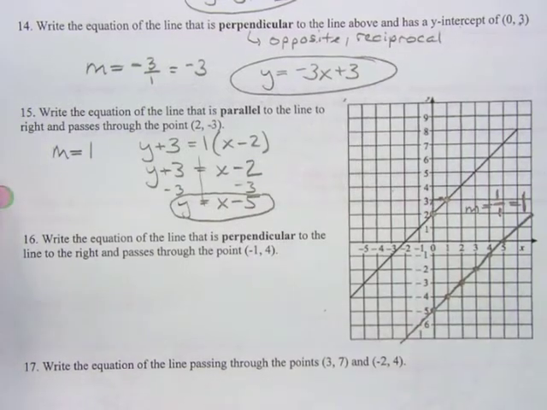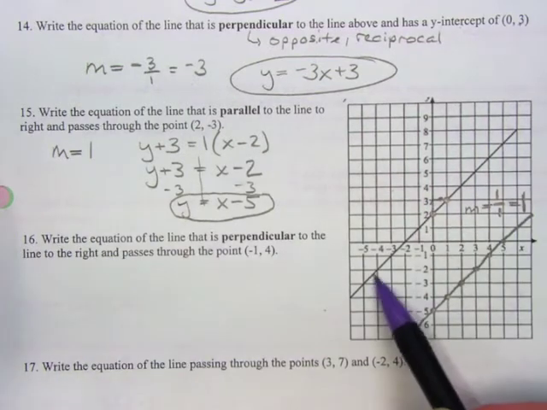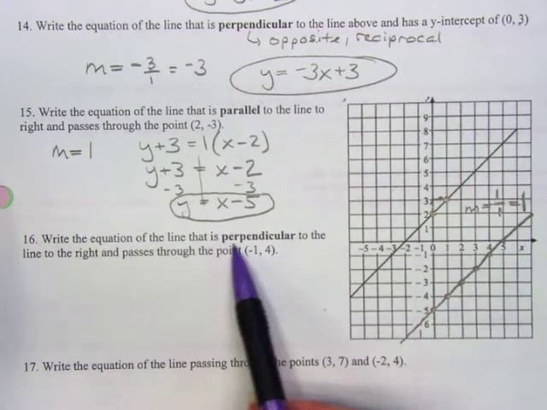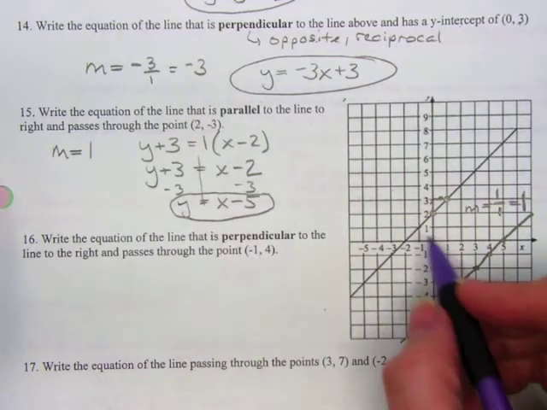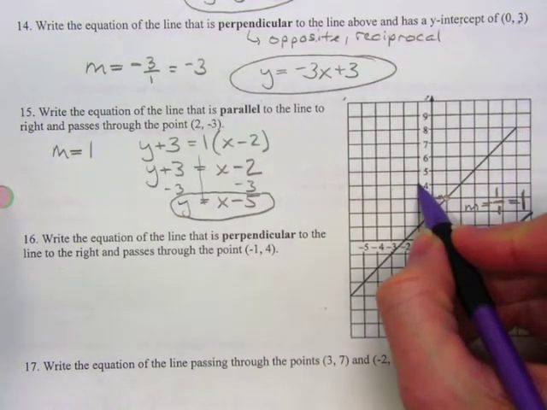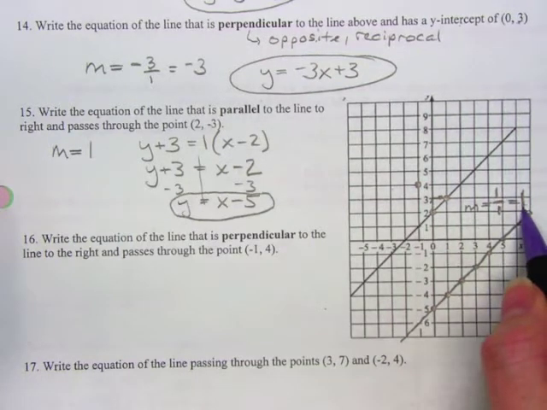Okay. Now we're moving on, same line. We haven't changed which line we're going to work with, the original line, not the one I drew. It says write the equation of a line that's perpendicular to this line on the right that passes through (-1, 4). So this time we're going through (-1, 4). Perpendicular does not have the same slope. The slope before was 1.